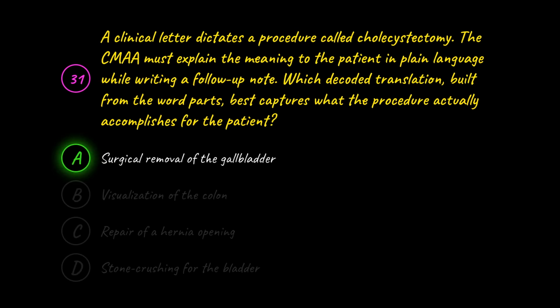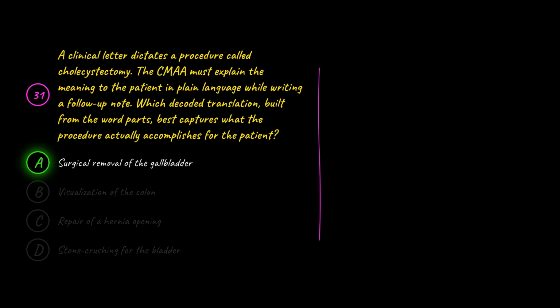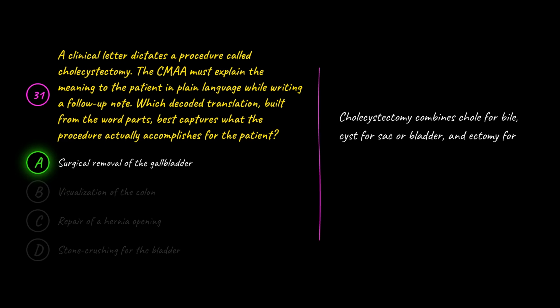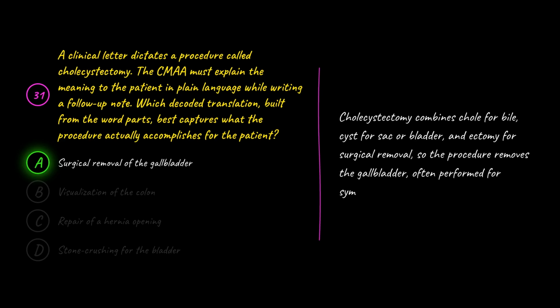The correct answer is A. Surgical removal of the gallbladder. A is correct because cholecystectomy combines chole for bile, cyst for sac or bladder, and ectomy for surgical removal. So the procedure removes the gallbladder, often performed for symptomatic gallstones or recurrent cholecystitis.